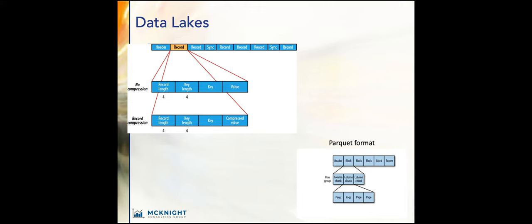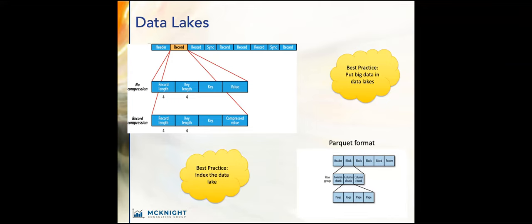And by the way, since the data is sitting out there in data lakes and we're going to have so much more going there, we do need to be able to access it. We need to be able to index it. We need to be able to search it efficiently. And that's where tools like Chaos Search come into play, which is why we love that tool. So here's your best practice: put big data in data lakes. Here's another best practice, rapid fire: index the data lake.